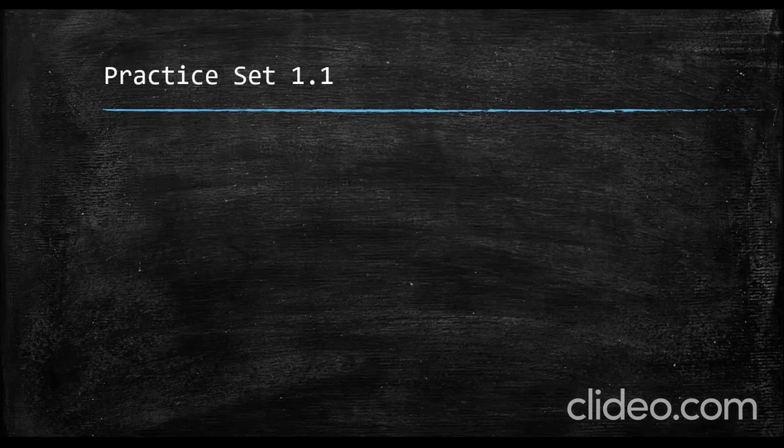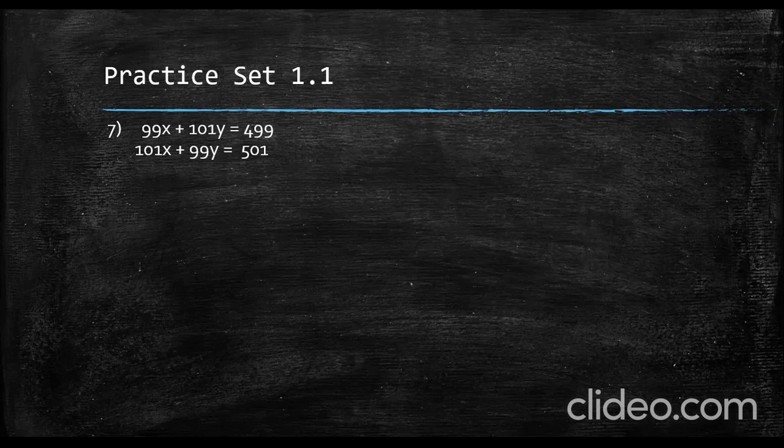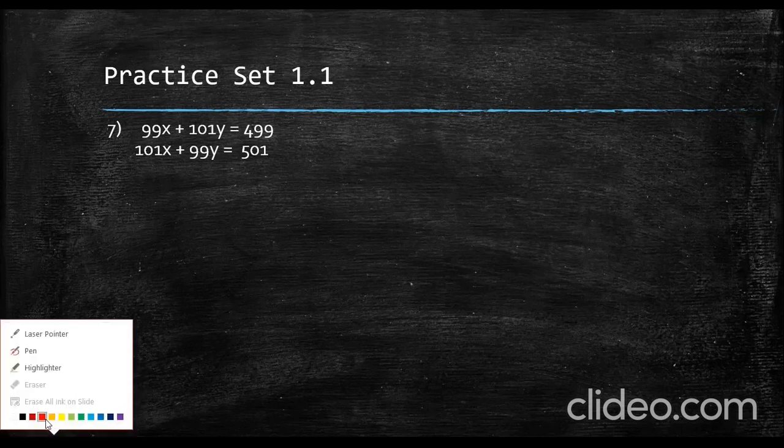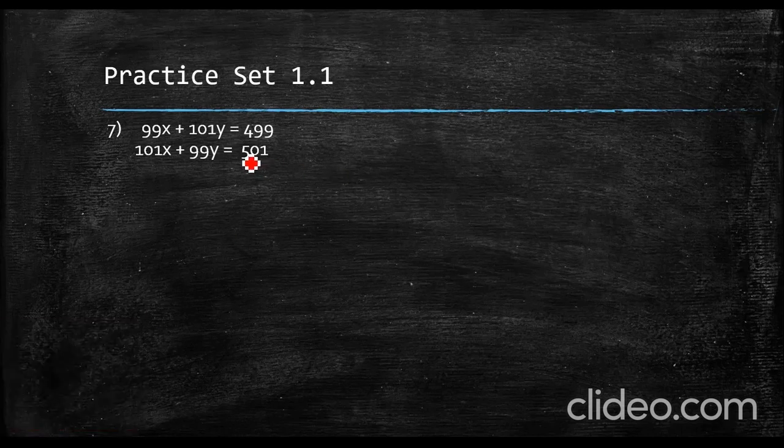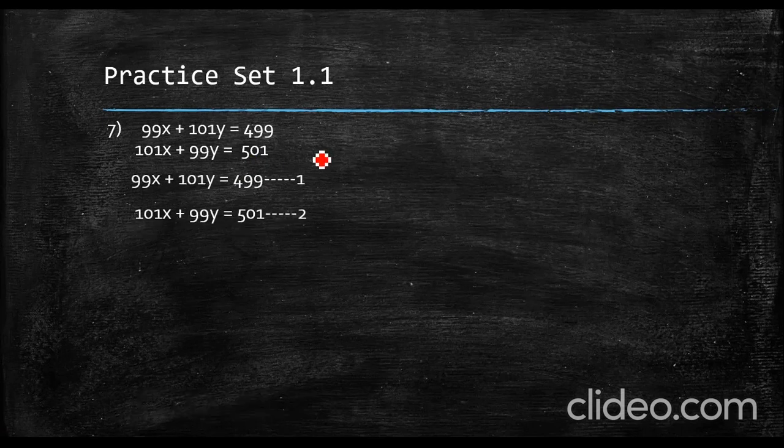So let us start with the first sum, that is sum number 7, because 1 से 6 तुम्हारे syllabus में नहीं है. तो 7th sum is 99x plus 101y equal to 499 and 101x plus 99y is equal to 501. So ये तुम्हारा sum है. So what was the first step? First step was to give numbers to the equation. So ये equation 1, equation 2, easy.